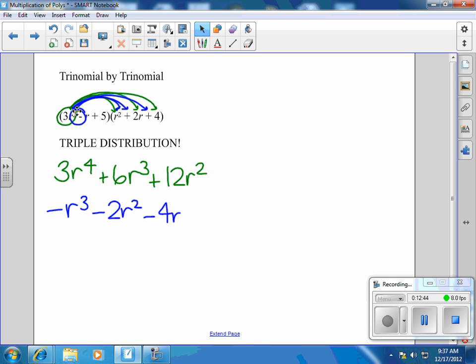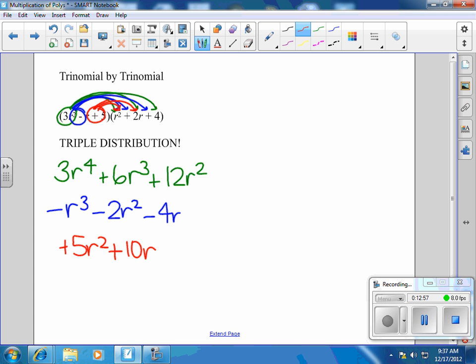And then finally, the very last one, positive 5 times everybody. So this gives me 5r squared. And then 10r. And then no more r's, but we just get a 20.